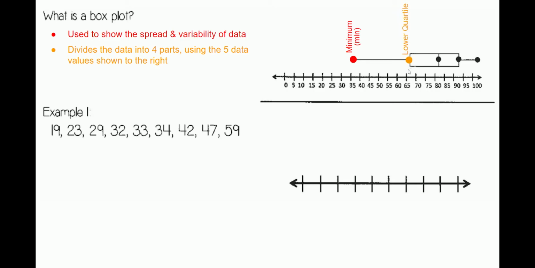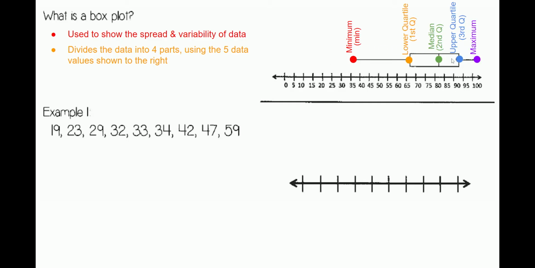The second data value is called the lower quartile, and this sometimes is called the first quartile or first quarter. The next one is called the median. Remember, that's the middle number, and sometimes it's referred to as the second quartile. The next one is called the upper quartile or the third quartile. And finally, we have the maximum, which is the biggest thing.